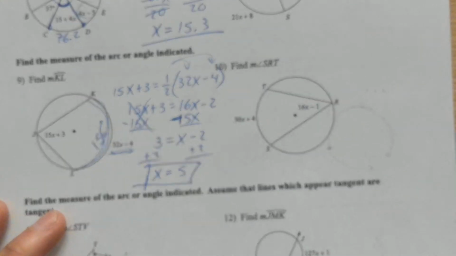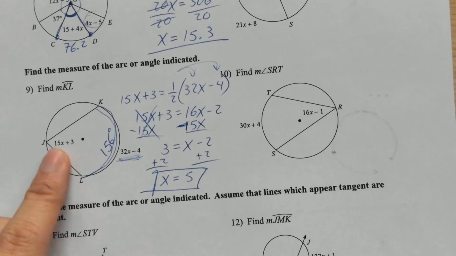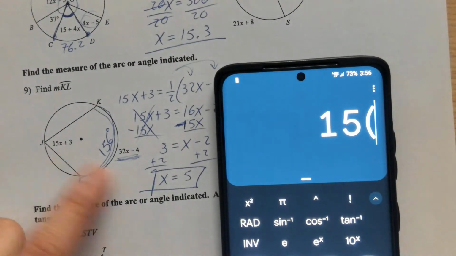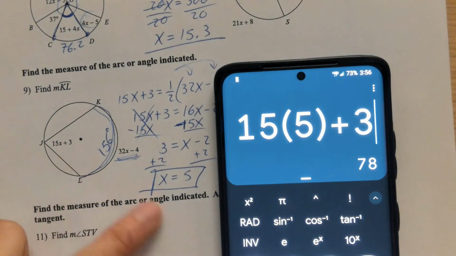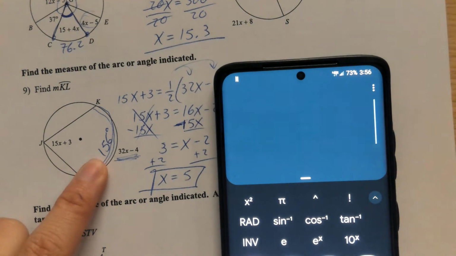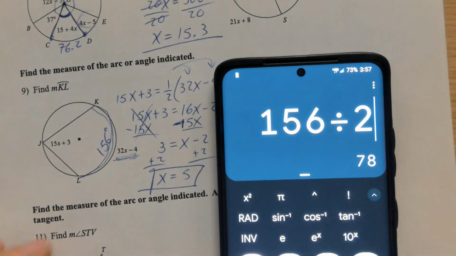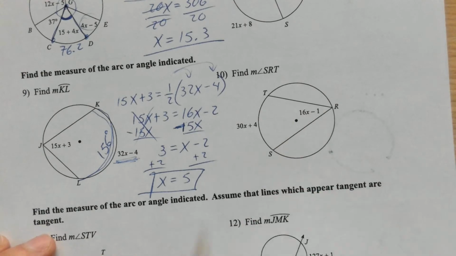And that's it. And actually, if you want to double check that this angle is half of this one, you can use the equation 15 times, again x is 5, parenthesis, then plus 3. You can see 78 must be half of 156. Well, let's see, 156 divided by 2, it's 78. Perfect. So it worked, and it's the same process for this problem 10.